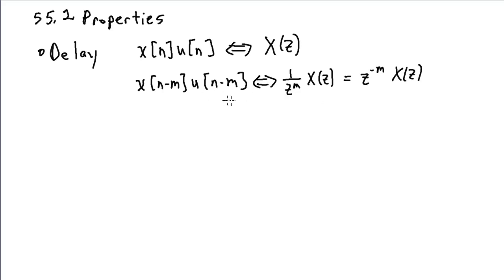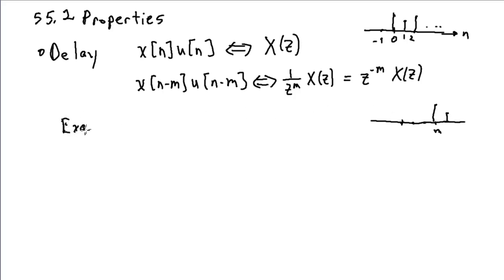And it's important to understand what this sequence looks like. For example, this x of n, u of n sequence could be a sequence that looks like this, goes on forever. It's 0 for negative values of n. This delayed sequence actually is 0 now out until we get to m, and then we would see this sequence at m plus 1 and so on and so forth. So let's look at a couple of examples where we apply this delay property.